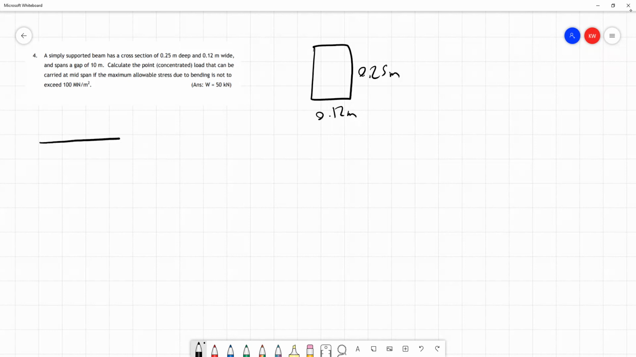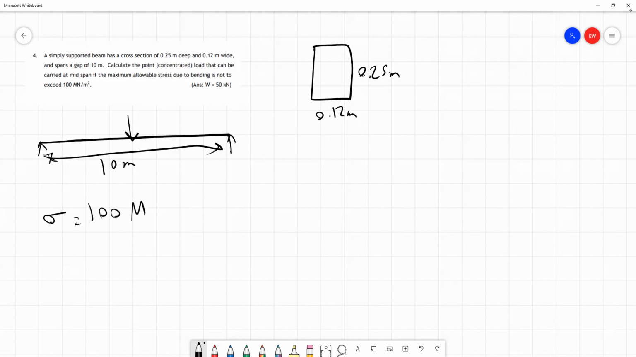We're also told we've got a simply supported beam. So that means a beam that's supported at either end, not the best straight line in the world, but there we go. And the length of this beam is 10 meters. We're told we'll be looking for a load that can be carried at mid-span, which means halfway along the beam. And we're also told the maximum allowable bending stress is 100 meganewtons per meter squared. This is all the information we're given in the question, but that's actually quite a lot to be going on.